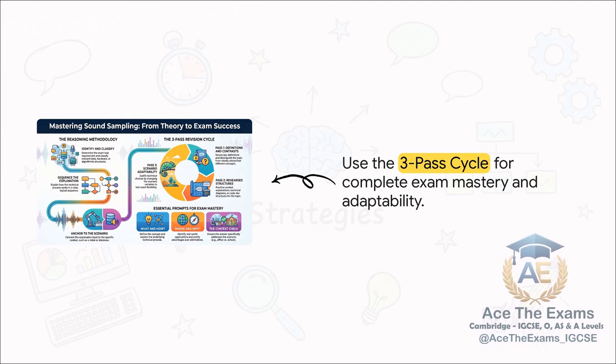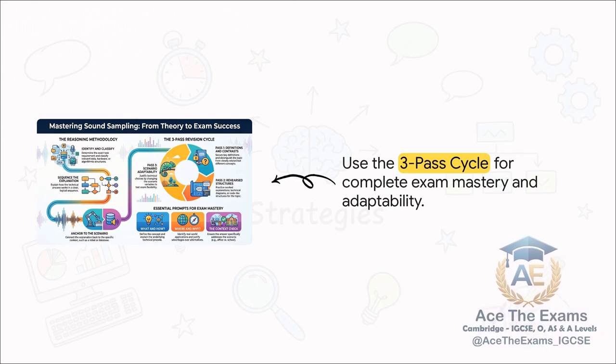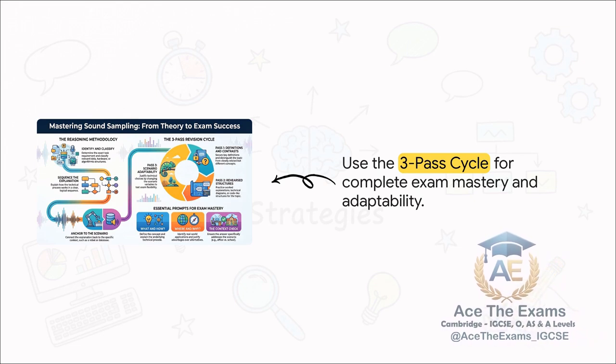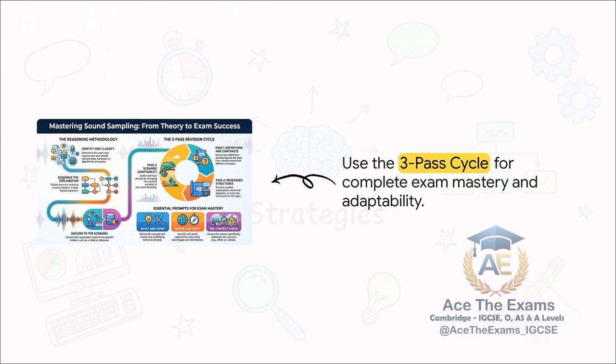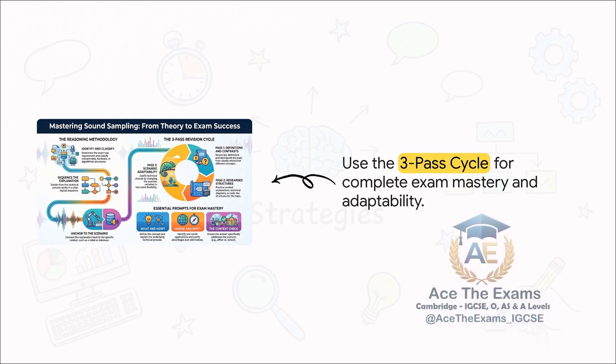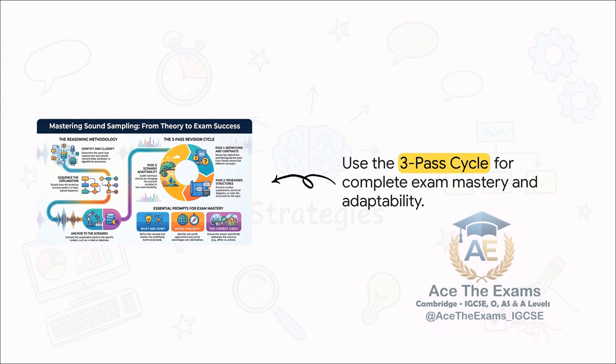Pass 2 is practicing rehearsed structures. That means literally writing out the logical sequence of an HTTPS handshake or a checksum calculation. And Pass 3, that's scenario adaptability. That's taking that rehearsed structure and twisting it to perfectly fit whatever unique, crazy scenario the examiner throws at you.